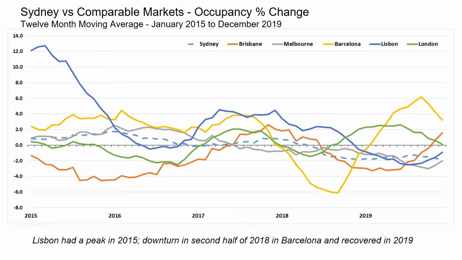This graph shows the occupancy percentage change for the six markets over the last 5 years. Lisbon has a peak in 2015. In Barcelona, due to an attack that happened on the 18th of August 2018, and a Catalan independence referendum that happened during the year, the occupancy decreased in 2018 and recovered in 2019.